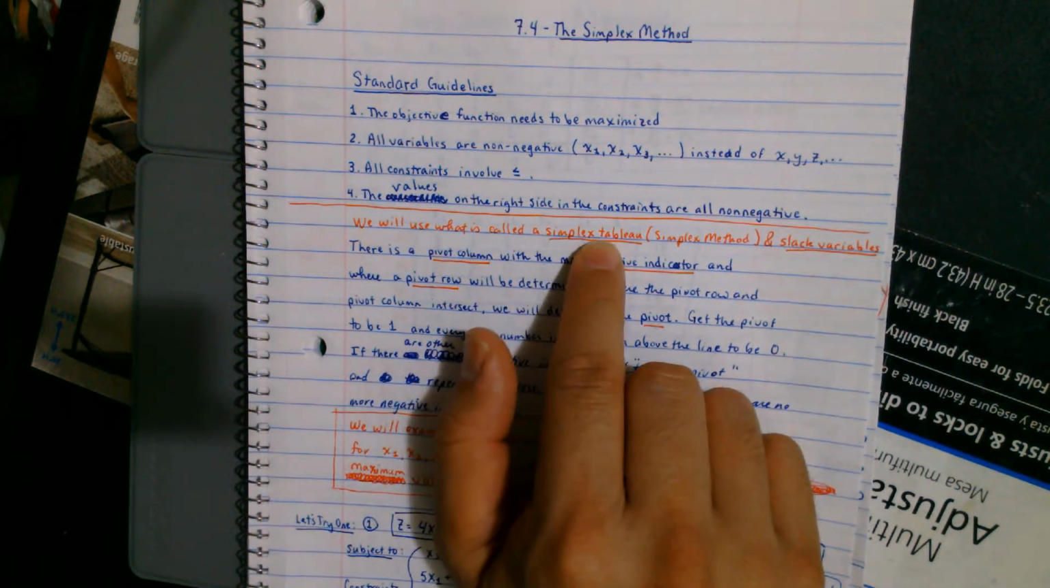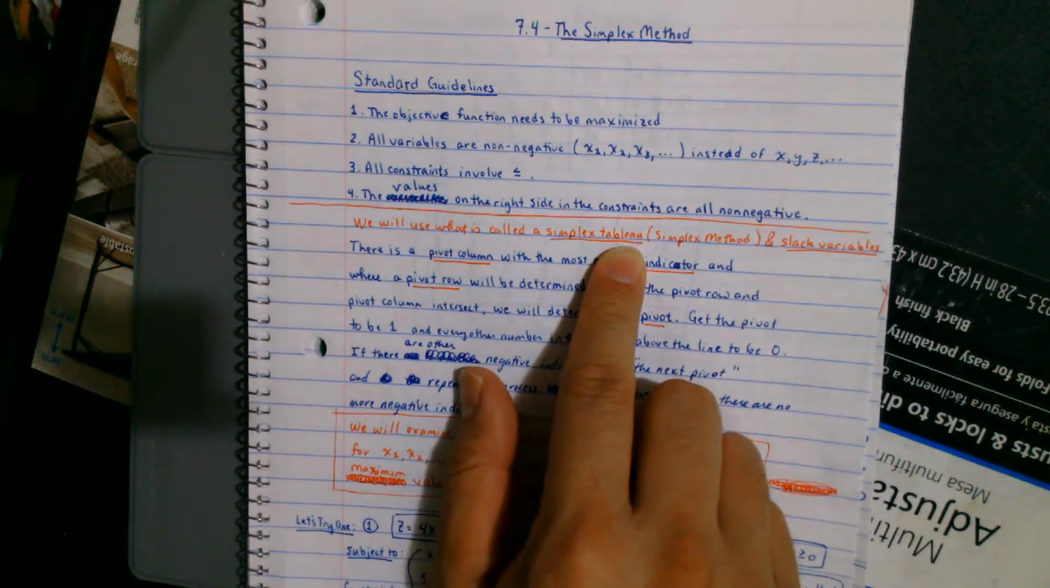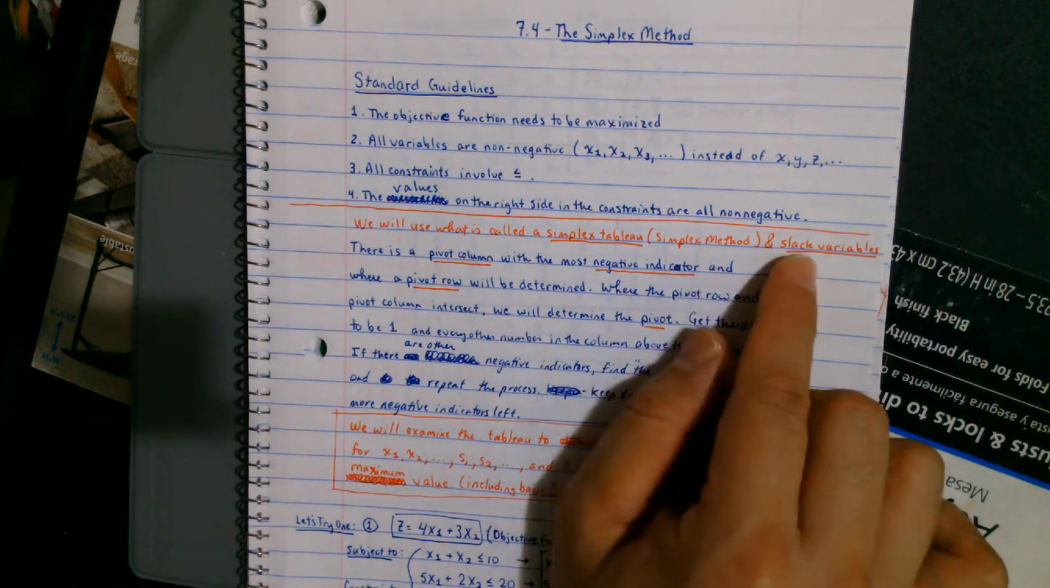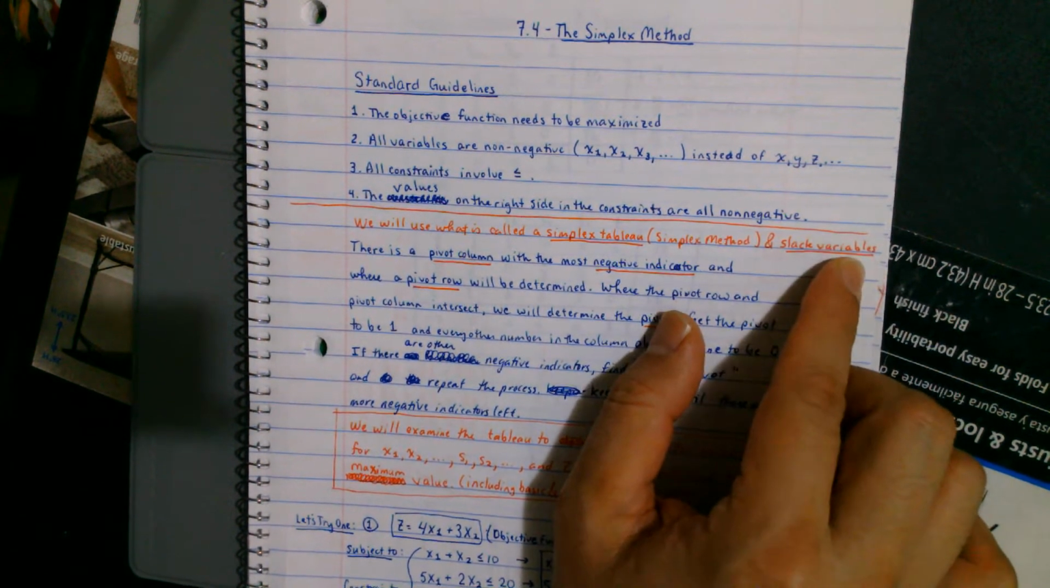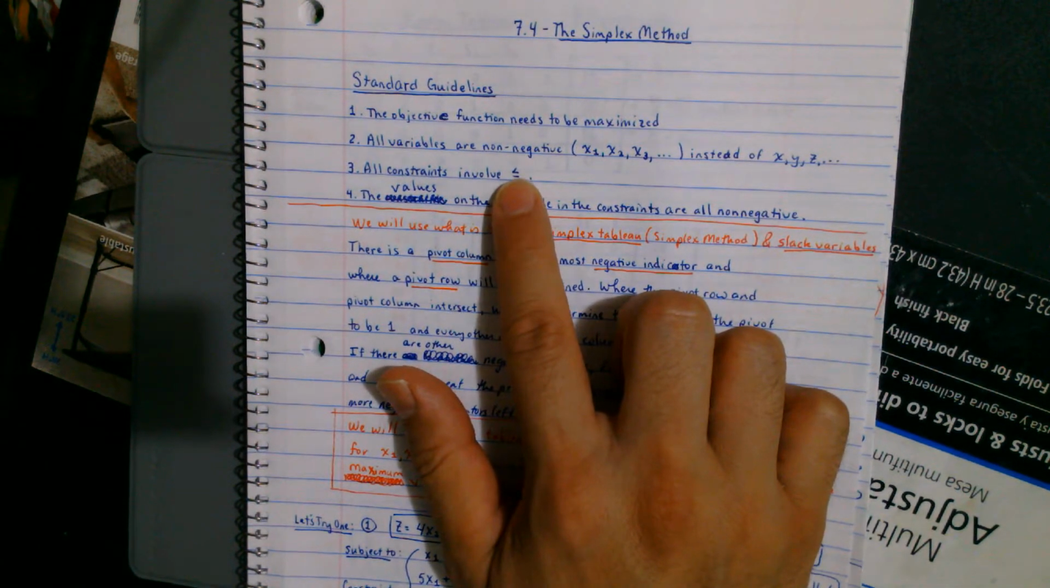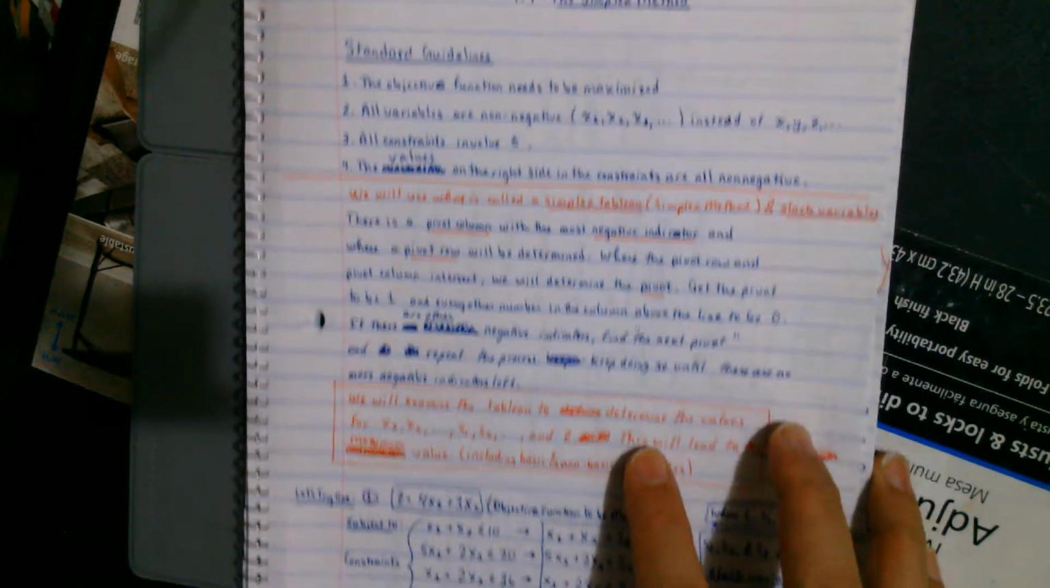We will use what's called a simplex tableau. A tableau is almost like a matrix that has values inside, and I'll show you how to do it in a minute. And what are called slack variables. These are going to pick up the slack to make less than turn into equals, and I'll show you how that works in a minute.